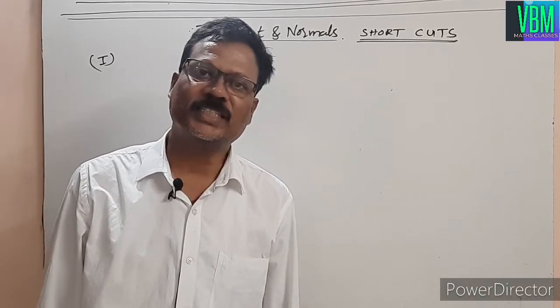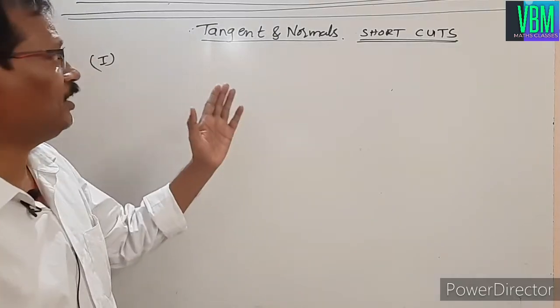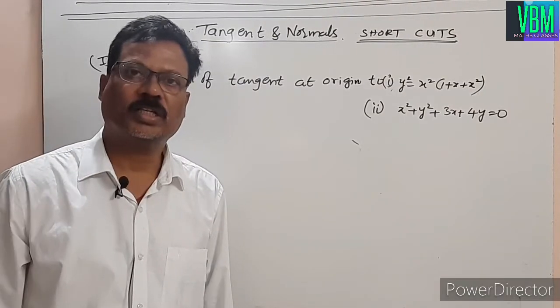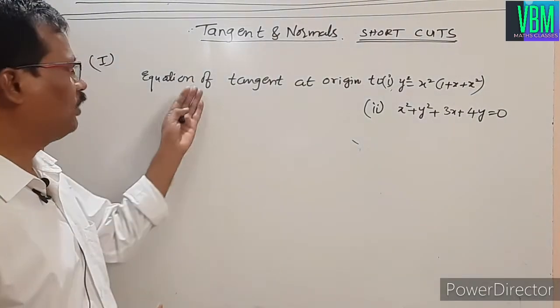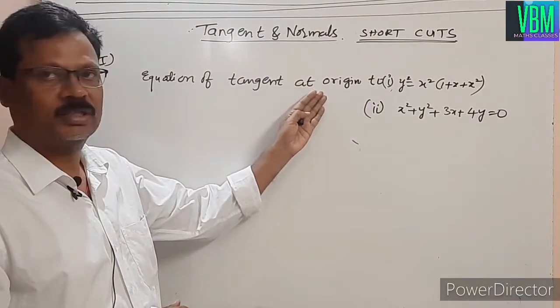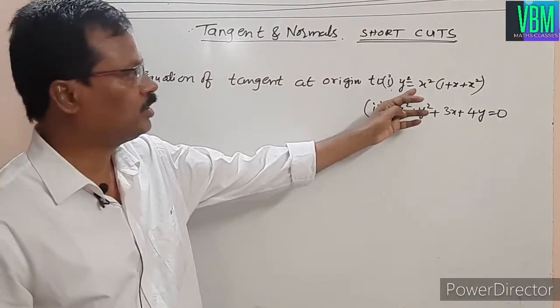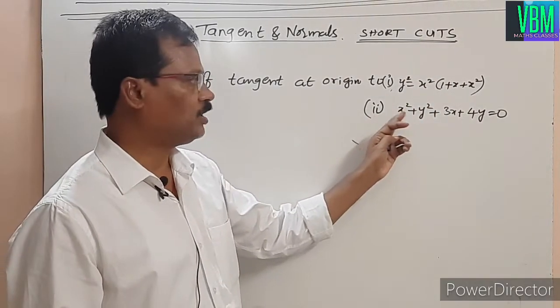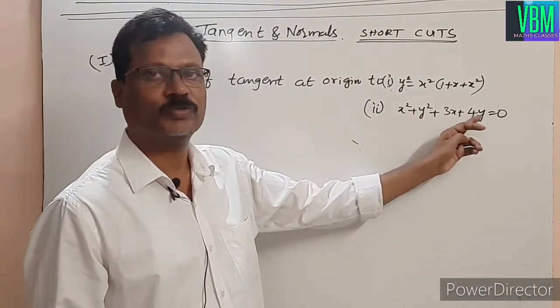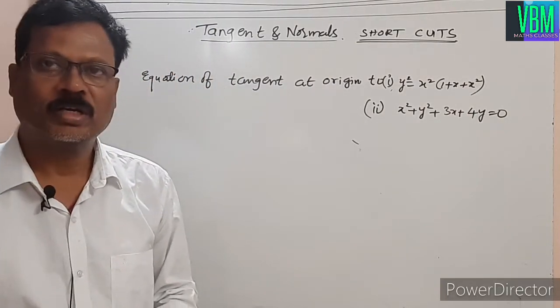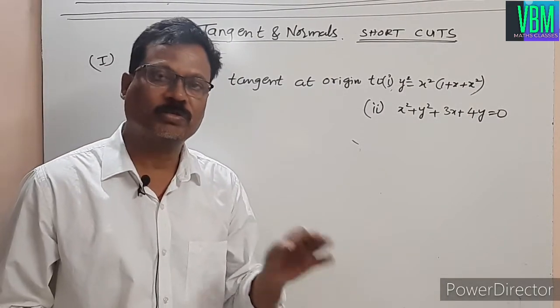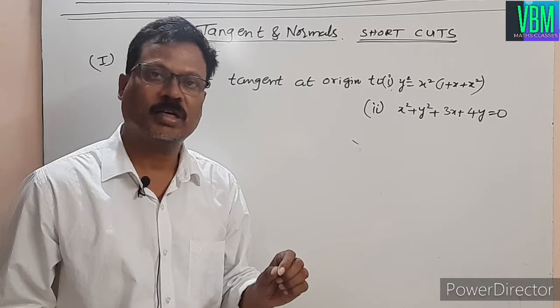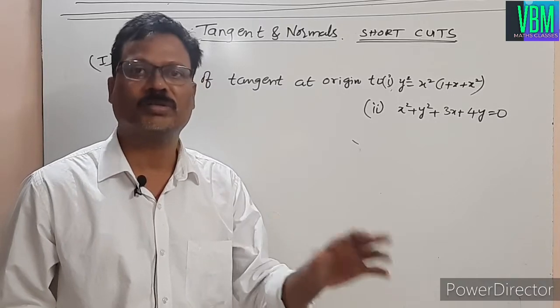Today I am going to discuss the shortcuts in tangents and normals. Now see the first shortcut. Equation of tangent at origin to y square is equal to x square into 1 plus x plus x square. Second problem, x square plus y square plus 3x plus 4y equal to 0. Now the equation of tangent at origin is nothing but the least degree terms equal to 0.